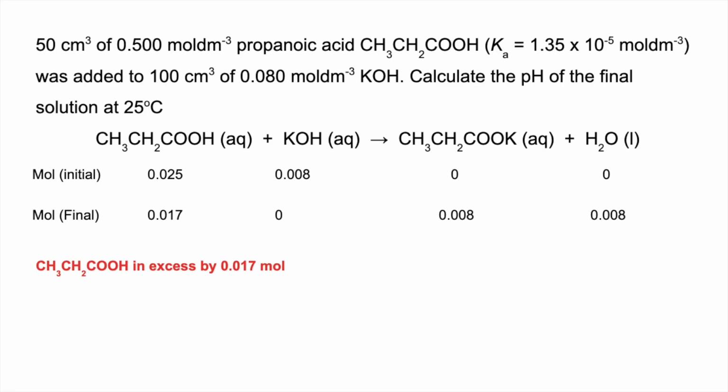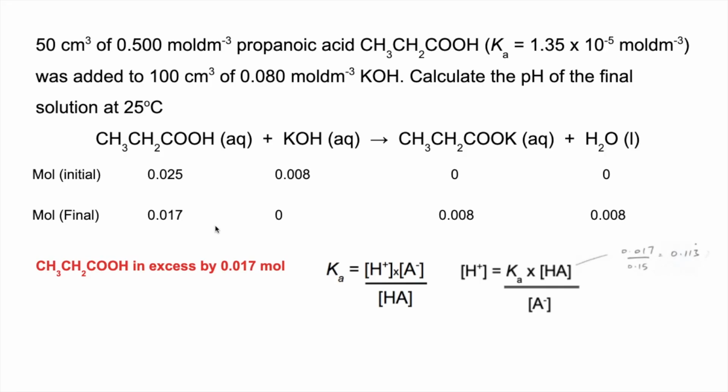So we'll go back to the question. We know that the weak acid's in excess by 0.017 moles. So there's the Ka expression for a weak acid. There's the rearranged equation for H plus concentration. And now we're just going to plug the numbers in. So obviously Ka is given in the question. The HA concentration, so the concentration of the acid at the end of the reaction, will be the moles left divided by the volume that they're in, so that's 0.017 over the combined volume of 150 cm cubed.